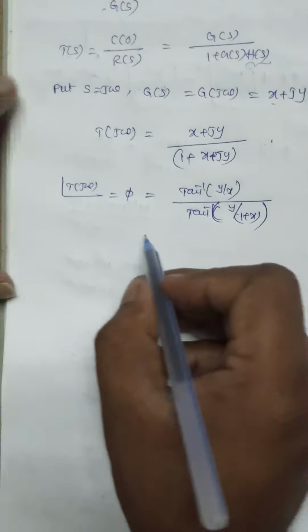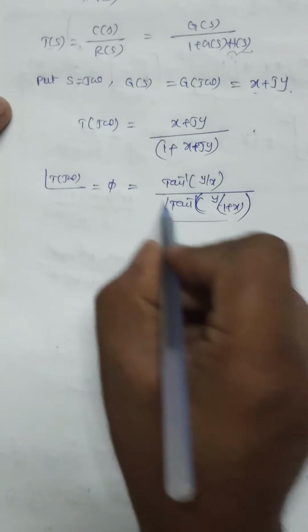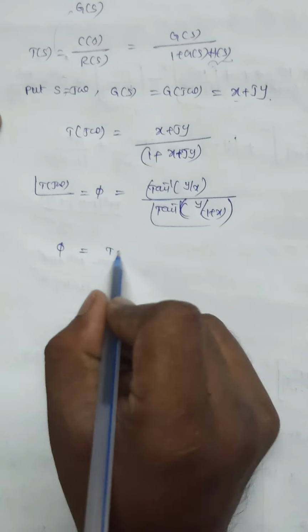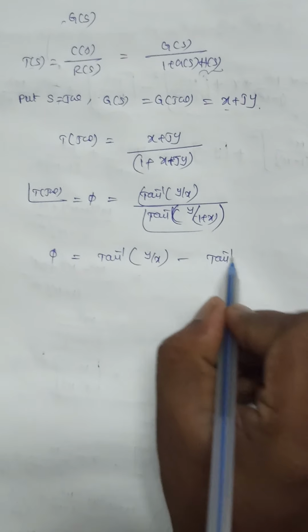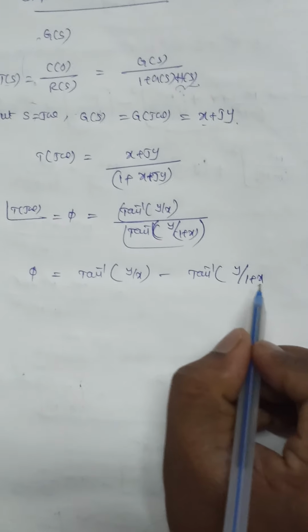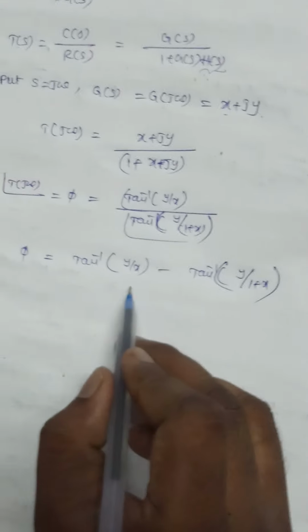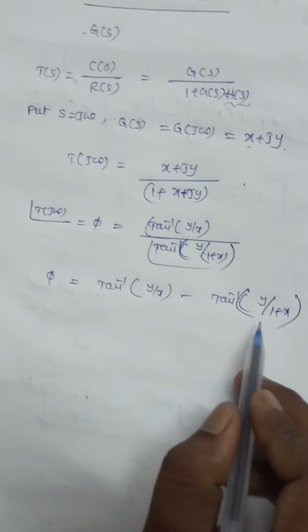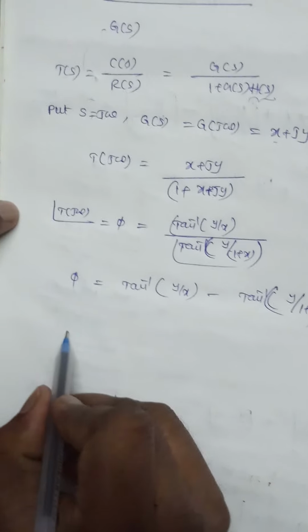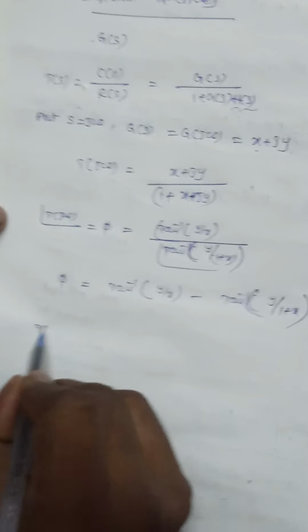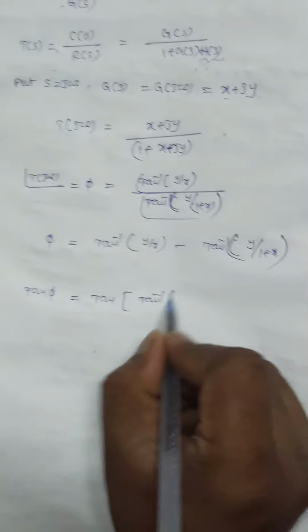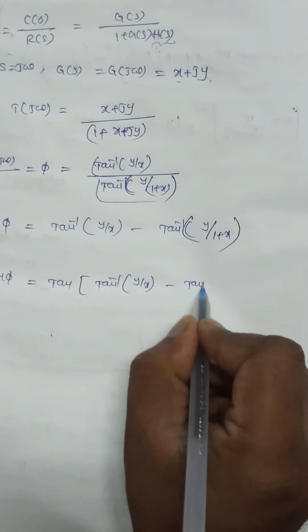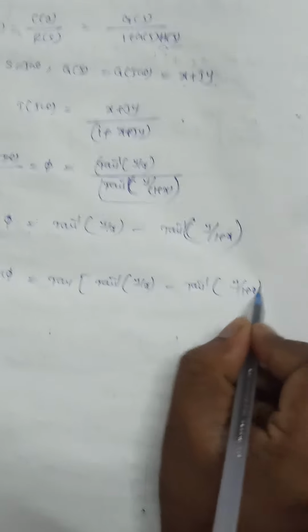So this is one angle, this is another angle. So phi is equal to tan inverse of y by x minus tan inverse of y divided by 1 plus x. Now let us apply tan on both sides. This will become tan phi, that is equal to tan of tan inverse of y by x minus tan inverse of y divided by 1 plus x here.